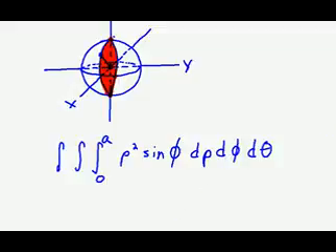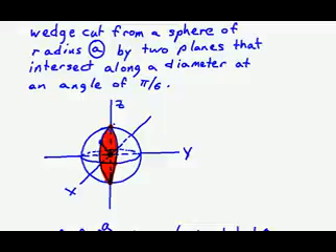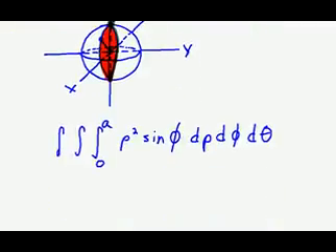Phi, remember, phi equals 0 in the direction of the z-axis. Let me try this color, since it's not showing up very well. In this direction, up this way, phi is 0. But phi has to range from 0 to all the way, to sweep out the entire wedge, we have to go all the way to the negative z-axis, which as an angle is pi. So phi has to go from 0 to pi.